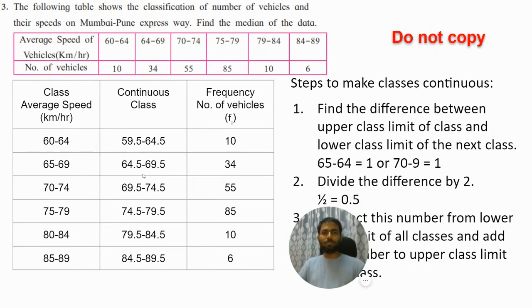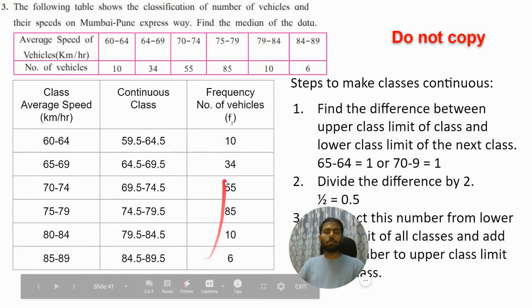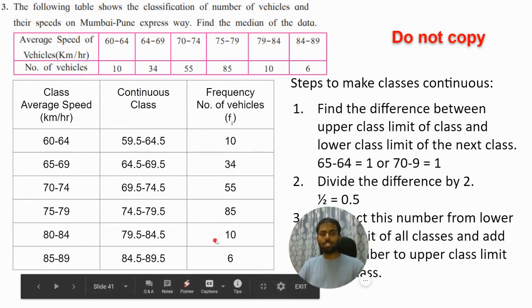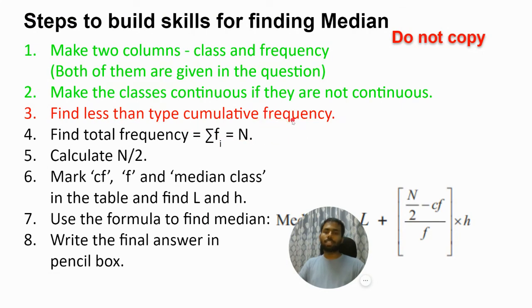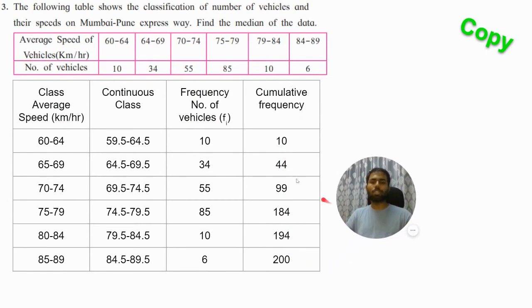Okay, I hope you have paused the video and tried to solve the remaining sum and get the final answer. Now let us cross check. Okay, next step क्या है? Find less than cumulative type frequency. Less than type cumulative frequency. So how do you find less than type cumulative frequency?